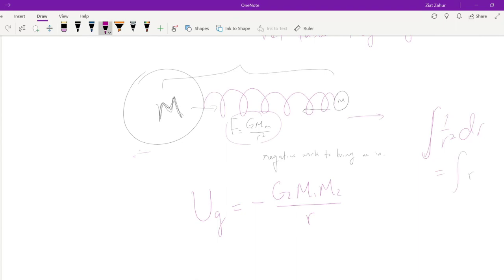Or this is r to the negative 2. And the formula is x to the n plus 1 over n plus 1.